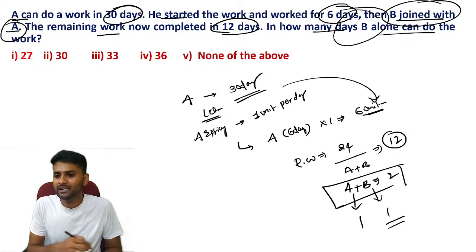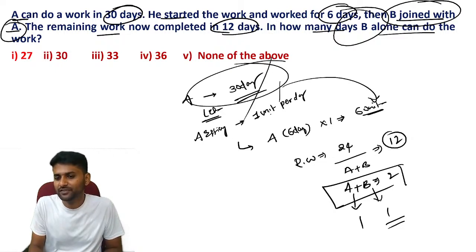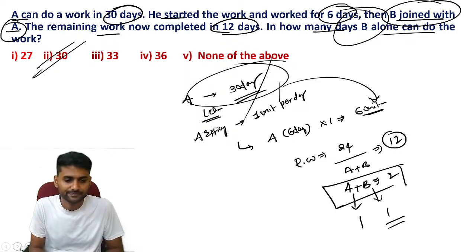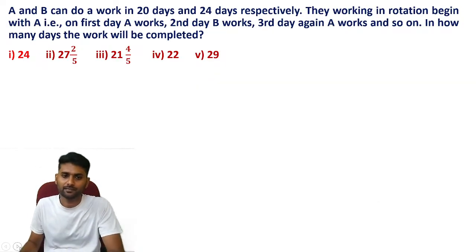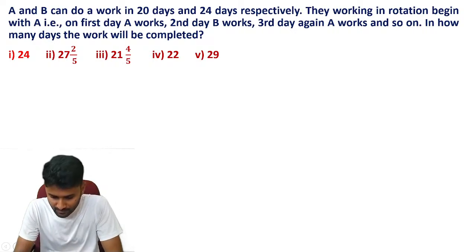Another question: in how many days can B alone complete the work? So 30 units is the total work. B efficiency is 1 unit per day. Then the total work is completed in 30 days. So go through that alternative day concept.